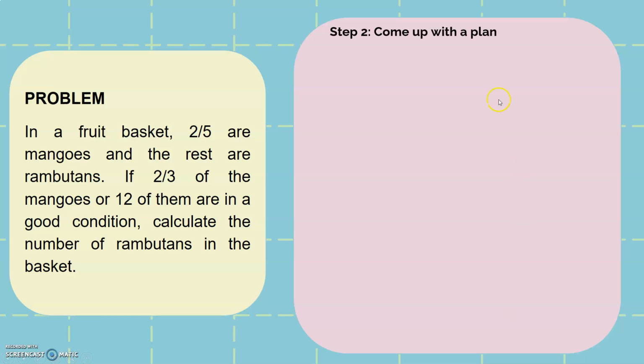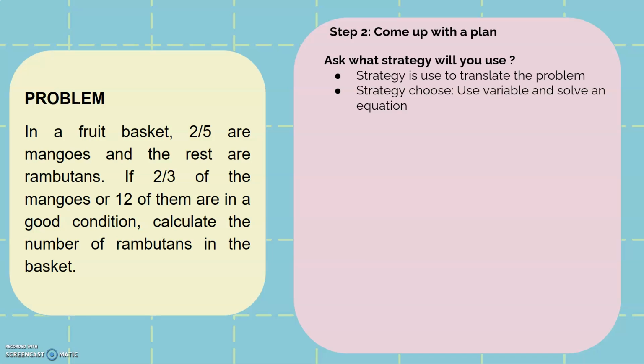Okay, followed by step 2. Step 2 is come up with a plan. This is a really important step because students need to choose what strategy they use to solve the problem. I will explain to them, strategy is used to translate the problem, because without strategy, we cannot solve the mathematical problem given. Then I will ask them what strategy they will choose. They answer that they will use variables, and after that solve an equation.